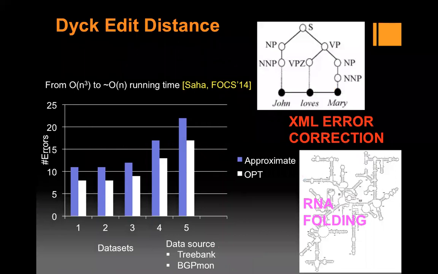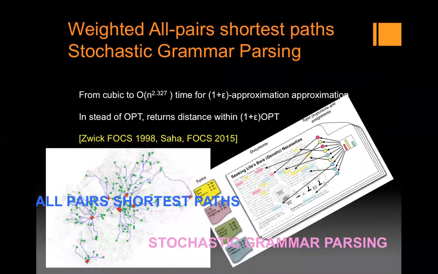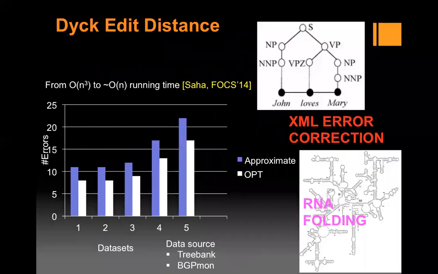And again, there are problems related to edit distance for which the running time was n cube. So for APSP and the class of problems like stochastic grammar parsing and some other problems on this slide, you can break n cube. You can go down to a running time that matches fast matrix multiplication. For some other problems, you can go down much further, from n cube to near linear, by allowing approximations.